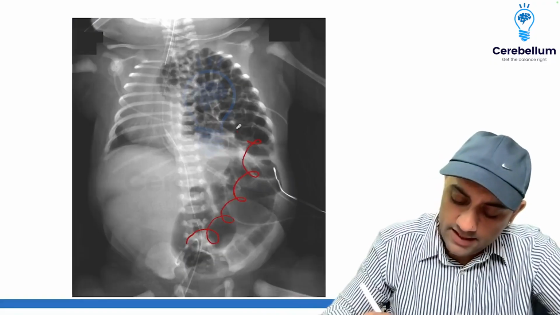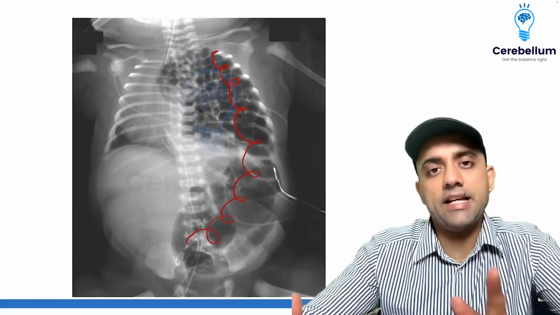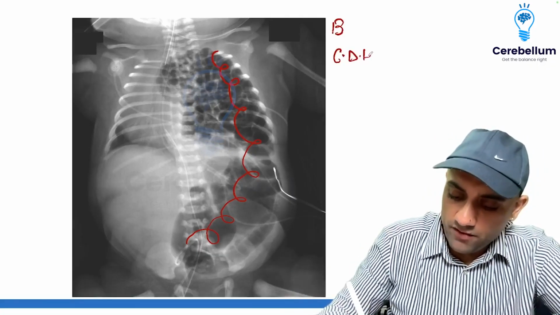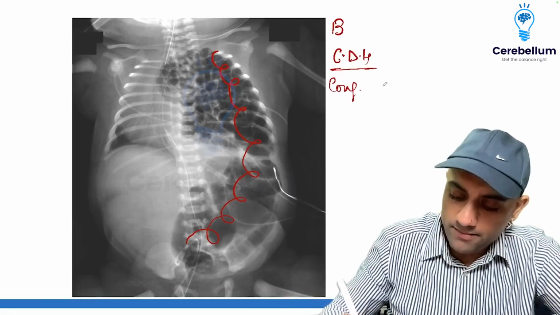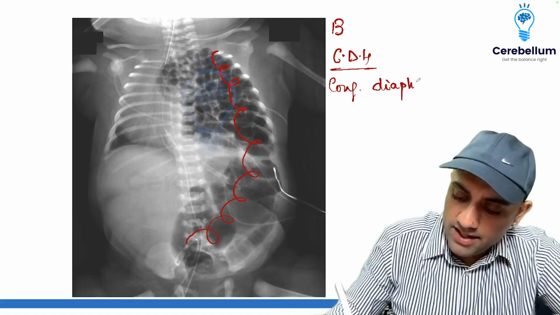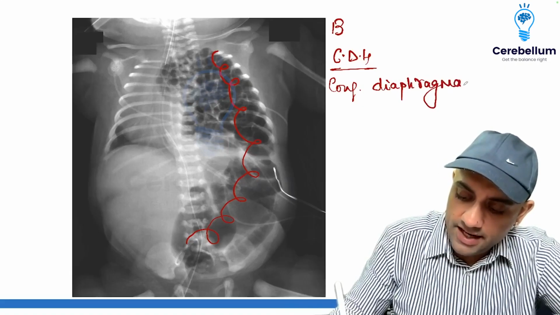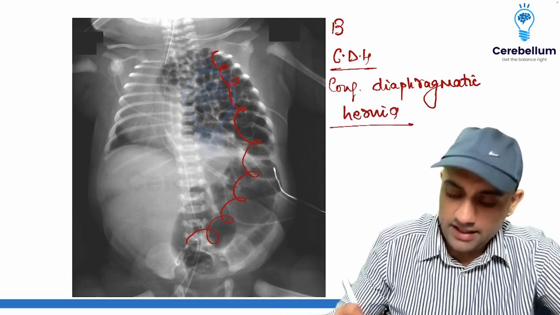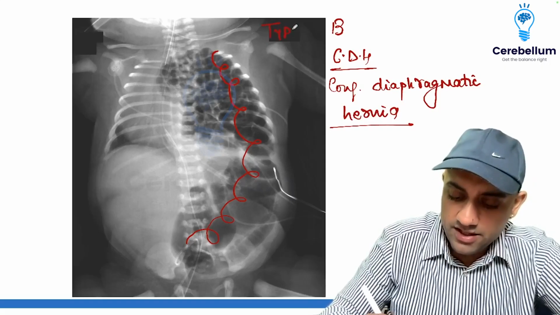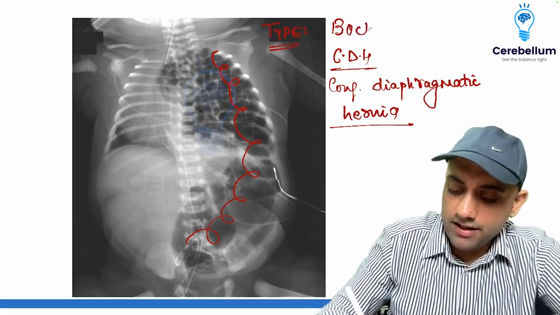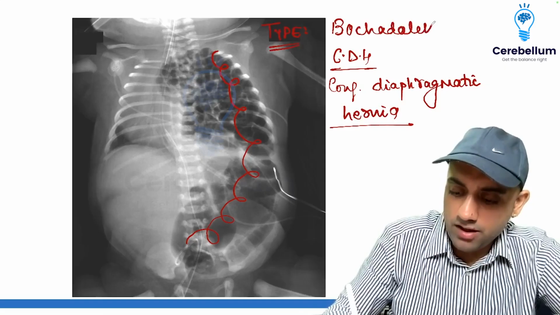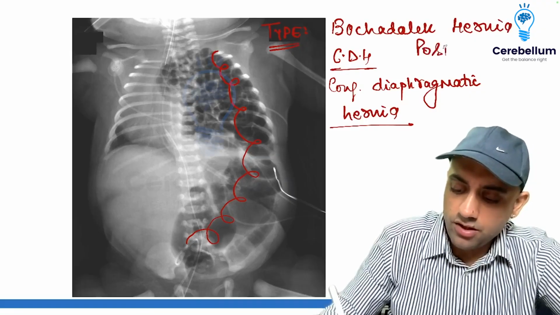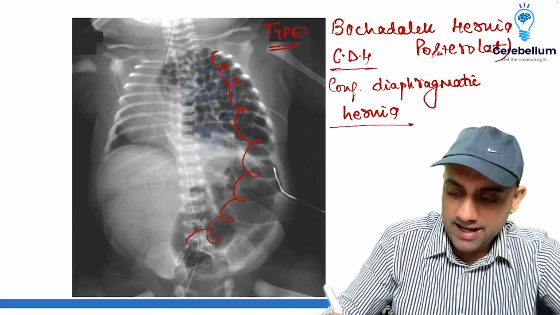The intestine basically has gone up. Once the intestine has gone up, the exam entrance question number 1, what is this? This is a CDH. What is CDH? Congenital diaphragmatic hernia. Congenital means by birth, diaphragmatic, the diaphragm which separates the thorax from the abdomen. The commonest type of CDH, congenital diaphragmatic hernia, is Bochdalek hernia. It's an exam question, and this is known as a posterolateral variety. Okay, it's an exam question.